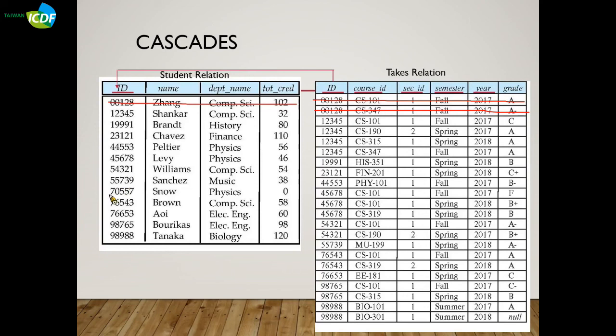And if we want to delete the student with 70557, we don't need to delete any tuples of other tables because this tuple is not referenced by anyone. So here, if we adopt cascade policies, not only are the tuples of the referenced table deleted, but also the tuples of the referencing table will be deleted too.